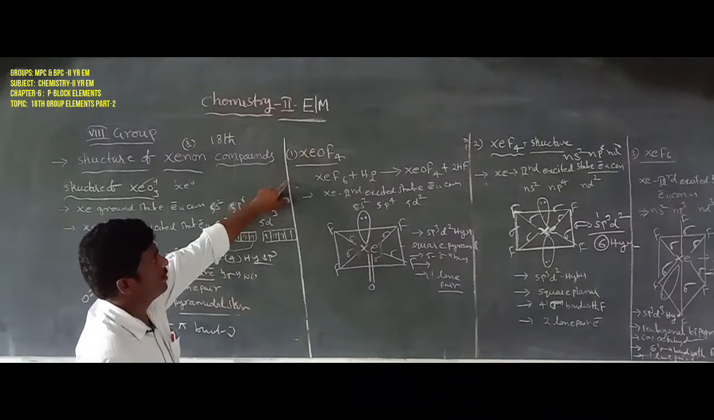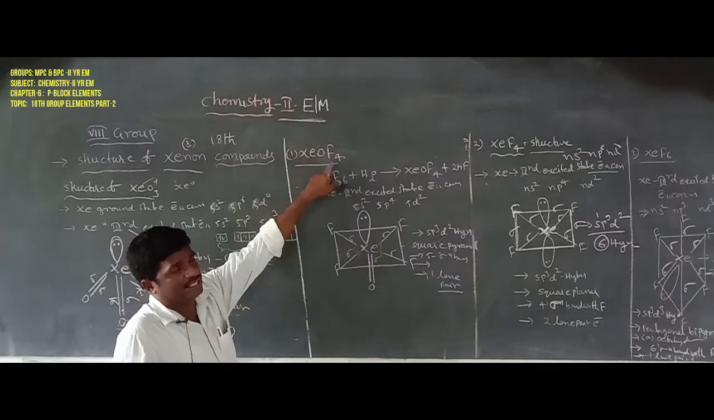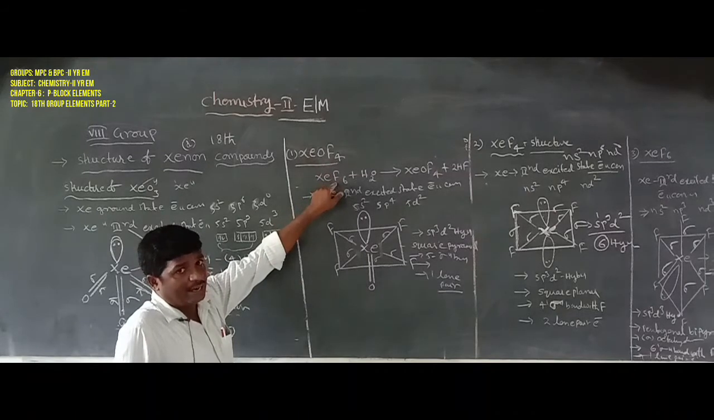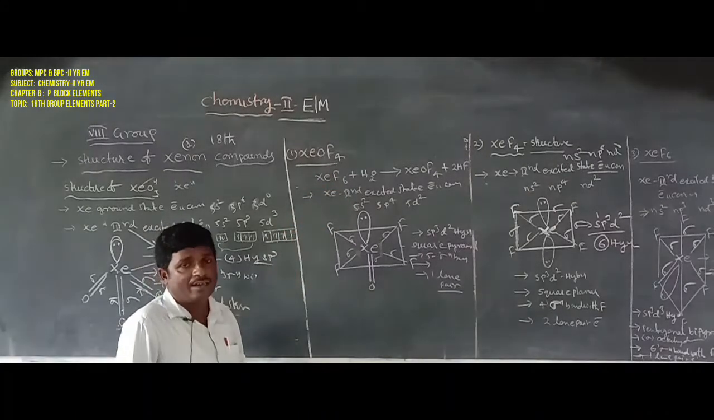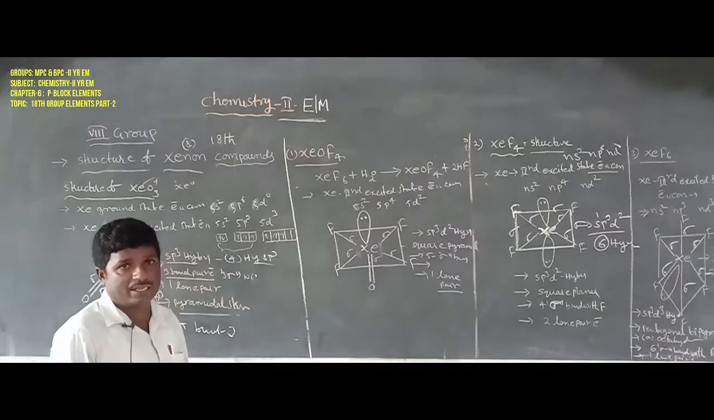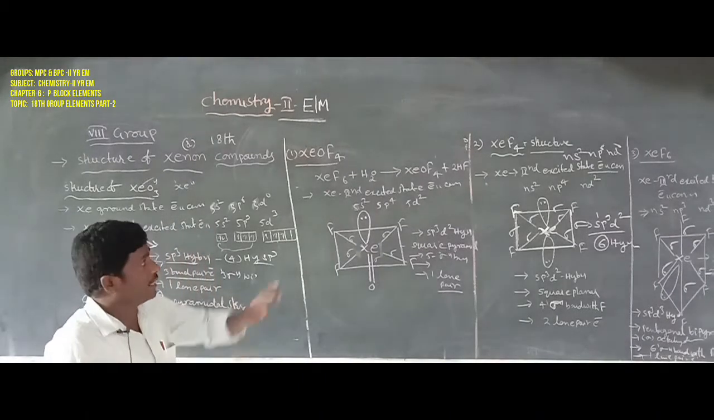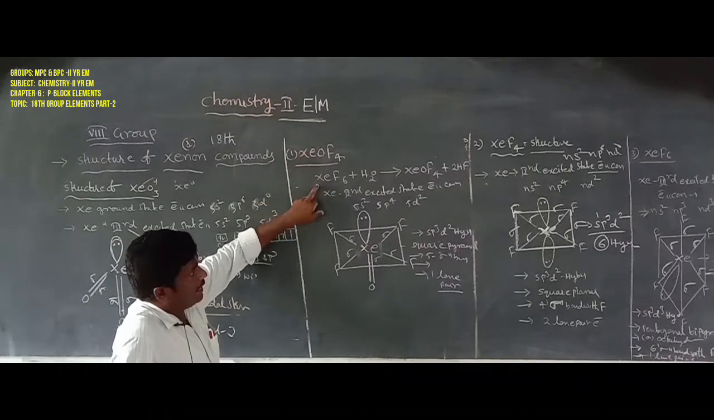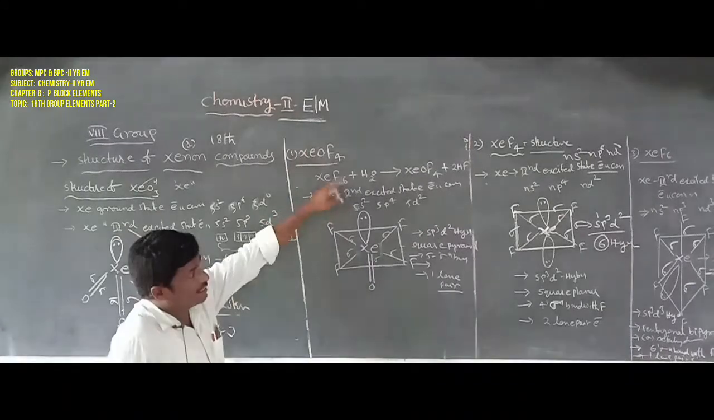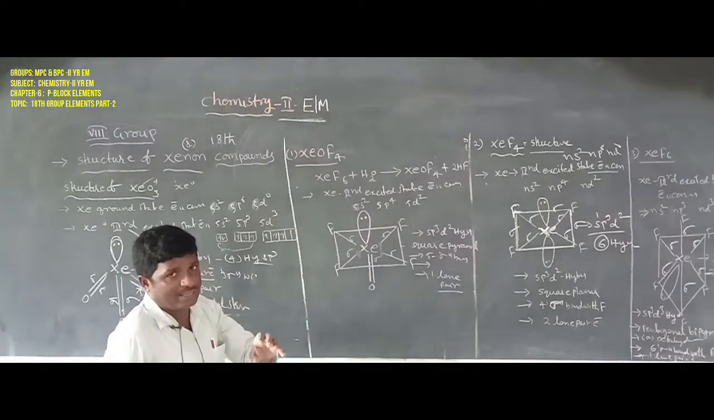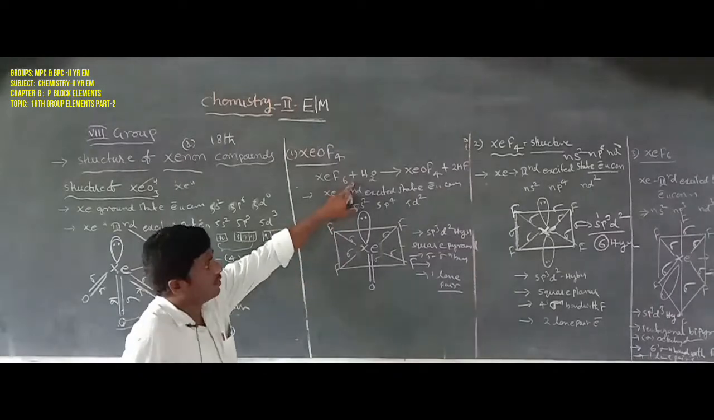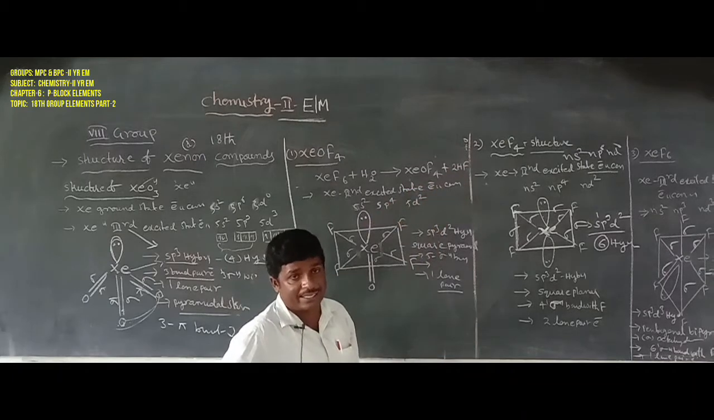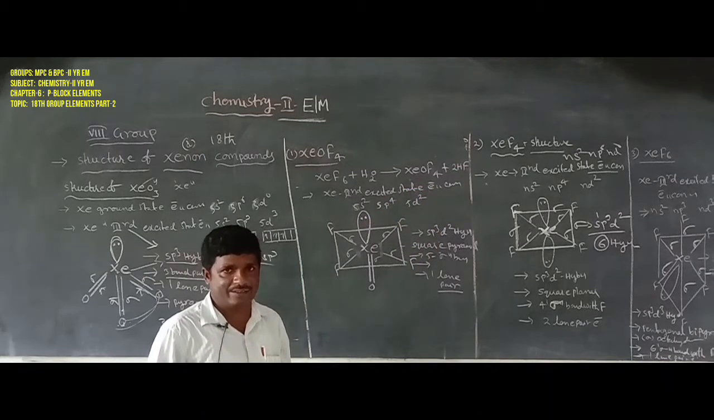Next, the oxy compound of xenon, xenon oxy tetrafluoride. How is xenon oxy tetrafluoride prepared, and explain its structure? That is an annual question. First, the preparation of xenon oxy tetrafluoride: it is prepared from xenon hexafluoride. Xenon hexafluoride dissolved in water forms xenon oxy tetrafluoride and hydrogen fluoride.